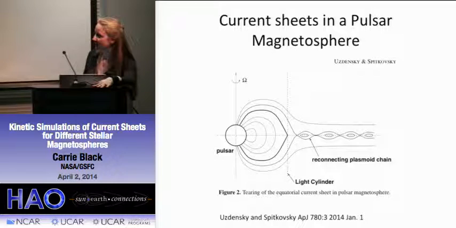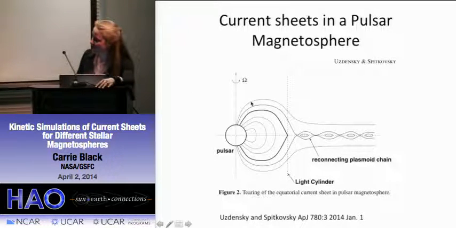So everybody should be fairly familiar with a plot like this. This came from Uzdensky and Spitkovsky, which just came out this year. They have hypothesized that there are reconnecting plasmoid chains out here in the current sheet beyond the light cone. So this is essentially what I'm trying to model: what are the kinetic effects in this regime, in this area.